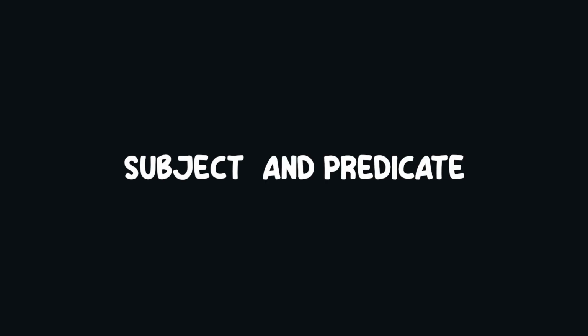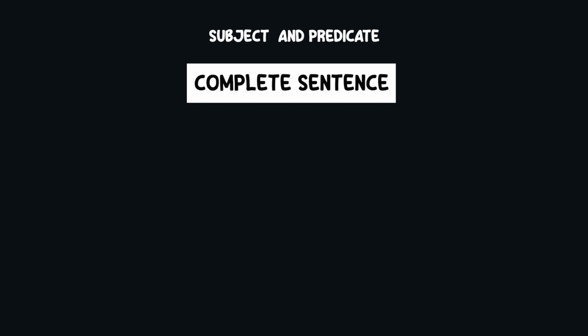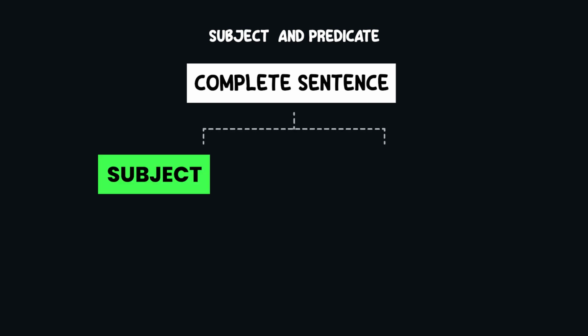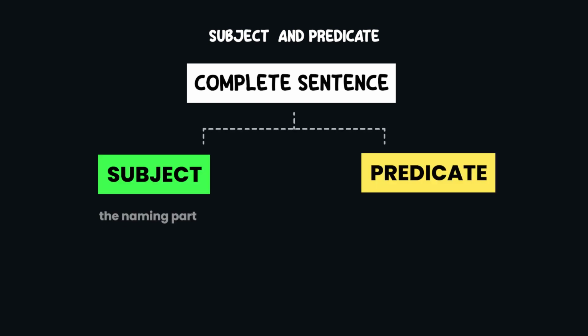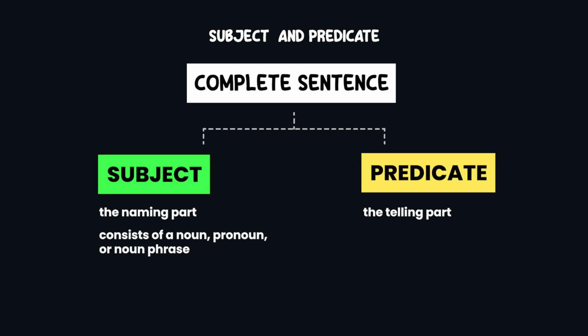Subject and predicate. A complete sentence has two parts. Subject and predicate. A subject is the naming part, and the predicate is the telling part. The subject tells who or what the sentence is about. It usually consists of a noun, pronoun, or noun phrase. The predicate tells information about the subject, including what the subject is doing or what the subject is like. The predicate always starts with a verb.